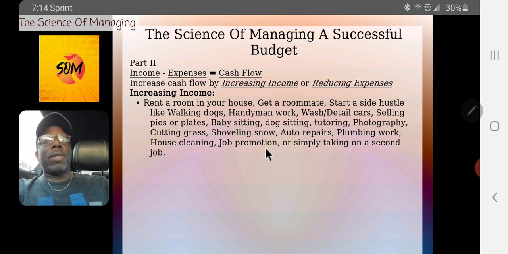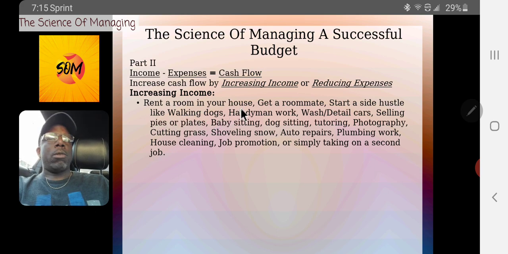I'm not saying all of these items will work for you, but if you find even one of these items will work for you, then you just found out a way to increase your income. And if you increase your income, you just increased your cash flow. That's really important right now. Making that cash flow jump and maximizing that cash flow line is important. And you'll see why that's so important a little bit later. All right, so rent a room out.